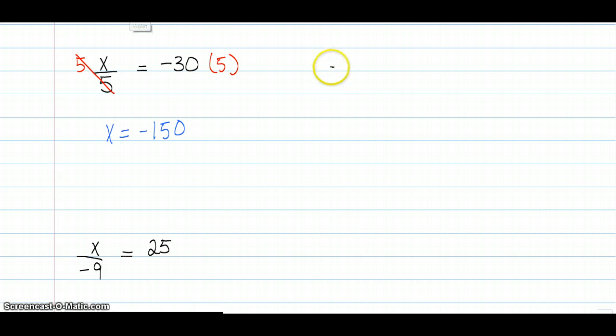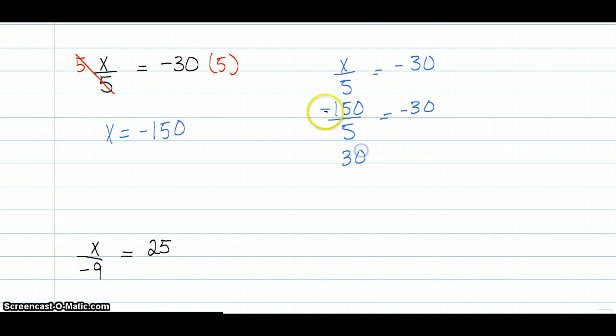Now when I go check, remember I have x over 5 is equal to negative 30. So I have negative 150 divided by 5 is equal to negative 30. 5 goes into 150 30 times. It's a negative divided by a positive, so it's negative. Negative 30 is equal to negative 30.